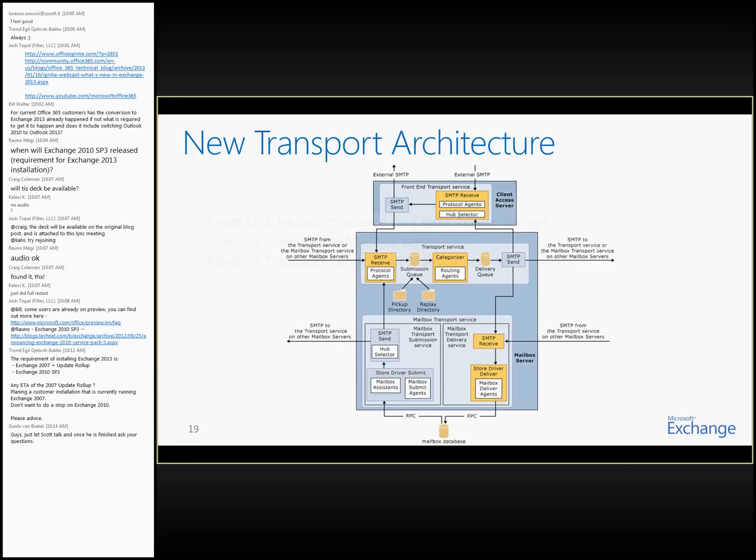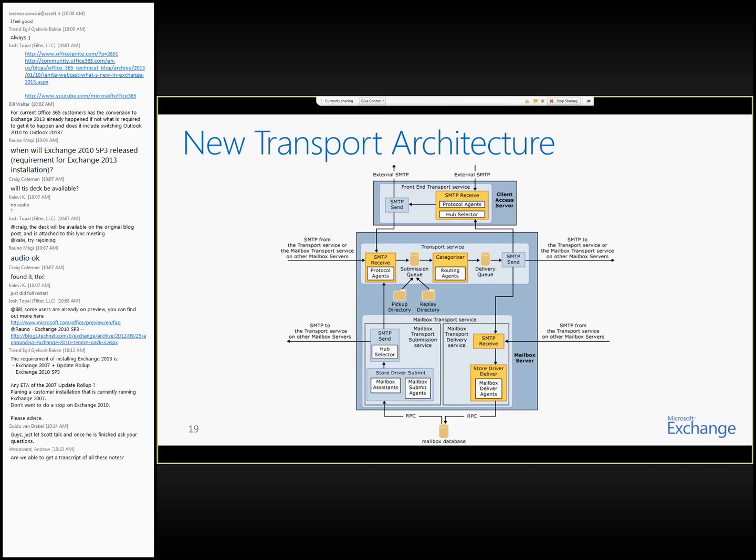So this figure shows the relationships among the components in the Exchange 2013 transport pipeline. Messages from outside the organization enter the transport pipeline through a receive connector in the front-end transport service on a client access server, and then they're routed to the transport service on a mailbox server. Messages inside the transport service on a mailbox server will enter one of the following ways. They might come in through a receive connector, they might come in through the mailbox transport service or through agent submission, or they may be submitted from the pickup or replay directories.